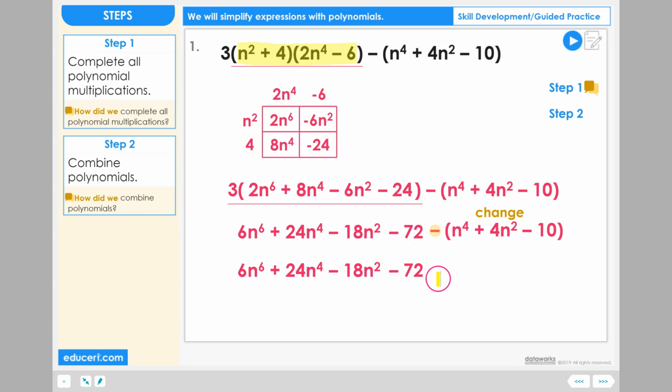Positive n to the 4th becomes minus n to the 4th. Positive 4n squared becomes minus 4n squared. And minus 10 becomes plus 10. We can now look for like terms and combine.